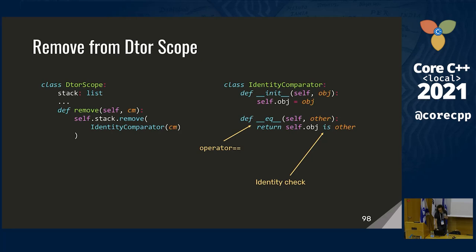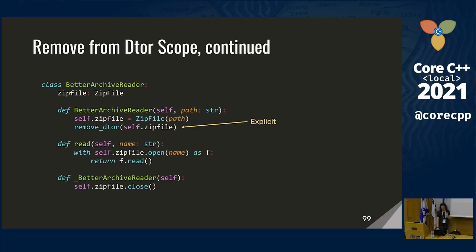So we take a trick from the C++ playbook and add a customization object. Basically, we create an object, an identity comparator that takes an object and changes its equality check to identity. And then we pass that to remove, and as we go around and compare objects, we will hit only the one that is identical. It is the same object at the same memory address as the object you want to remove. And we can go ahead and actually remove it from the scope.